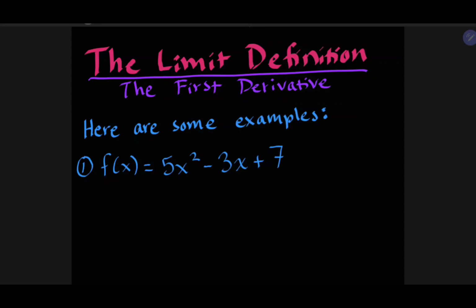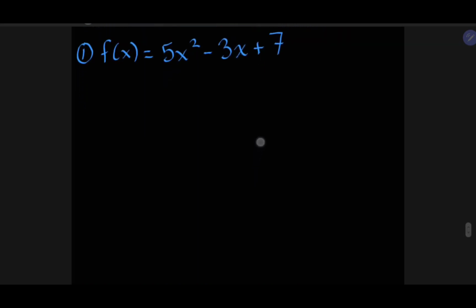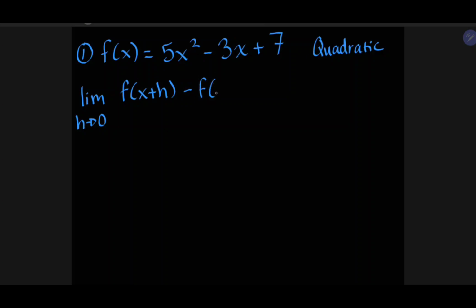So today we're going to go over some example problems for the limit definition. A first derivative provides you with the slope of your function. So we have f of x equals 5x squared minus 3x plus 7. Our limit definition is the limit as h approaches 0 of f of x plus h minus your function f of x all over h.